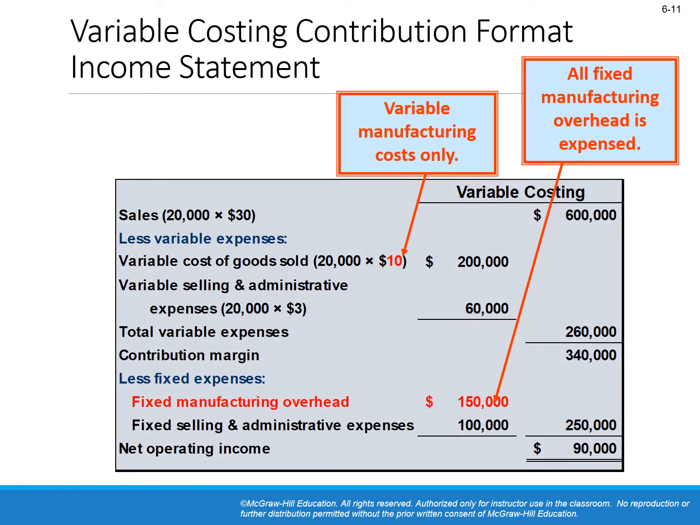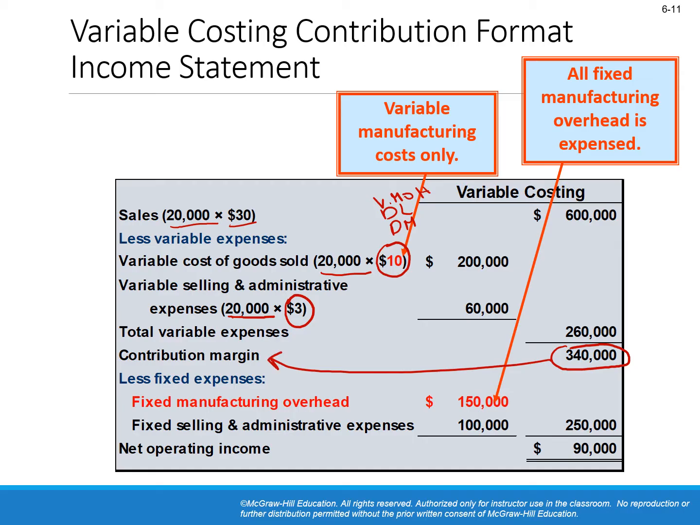under variable costing, you will have sales of 20,000 that were sold multiplied by $30. Variable cost of goods sold is 20,000 multiplied by 10, and this 10 was computed in a couple of slides before, which consists of direct material, direct labor, and variable manufacturing overhead only. Then you will have the selling and admin expenses, so the $3 that was also given multiplied by the 20,000 units that were sold. This will give us a contribution margin of $340,000.